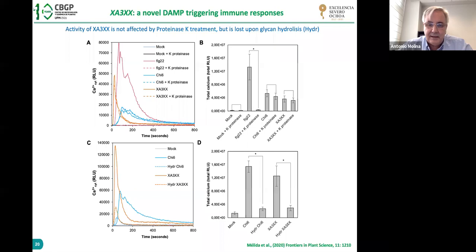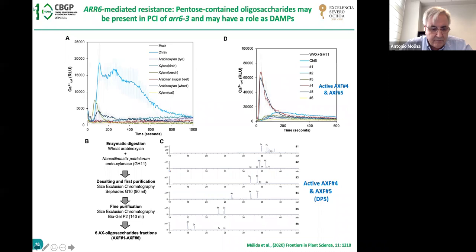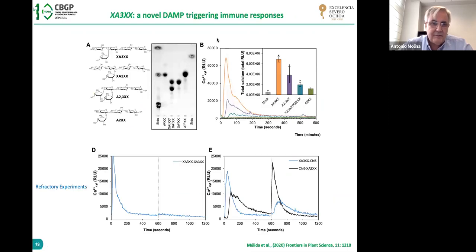So this is an indication that the activity of this commercial compound is clearly derived from this oligopentose. As I said before, we have purified also this compound, and this compound is here. In summary, what we have identified is this novel DAMP that is derived from arabinoxylans from the plant cell wall, and that we guess is the component explaining the enhanced activity of the pectin fraction of the Arabidopsis response regulator 6 mutant.